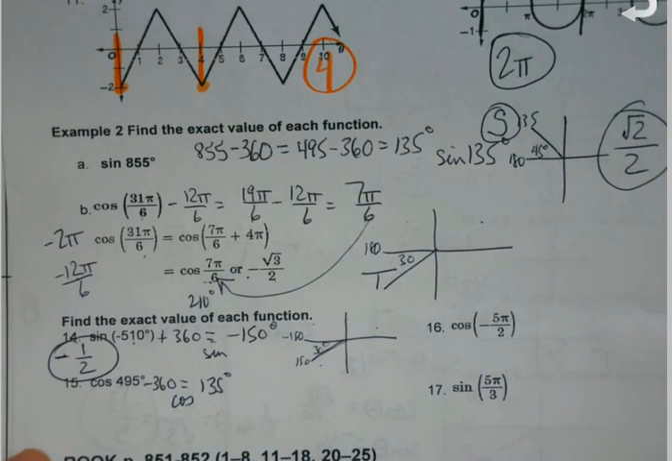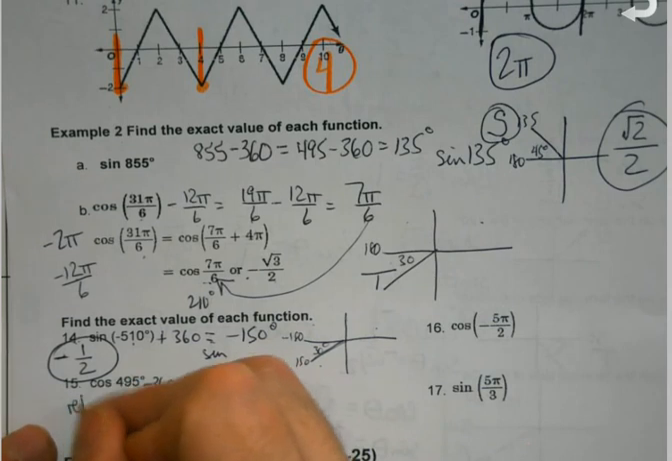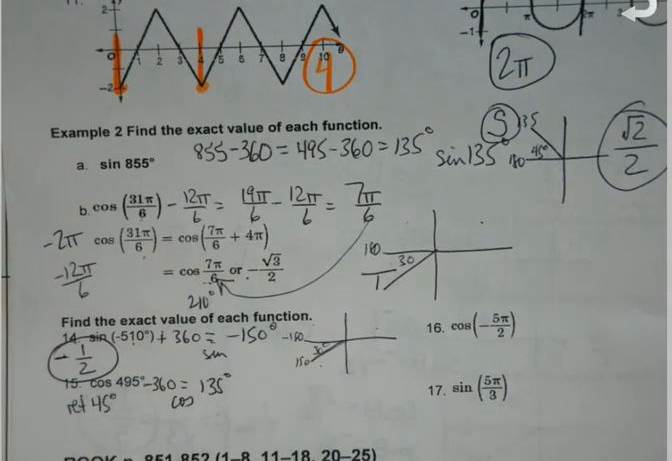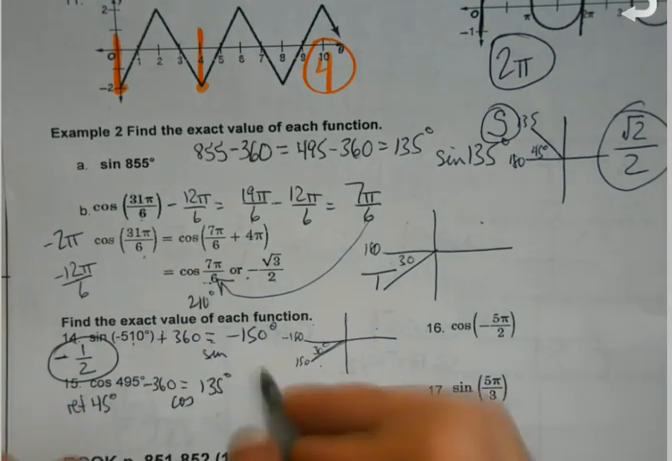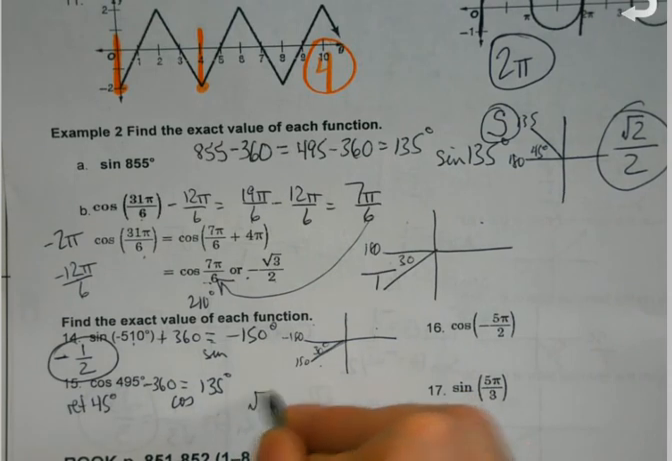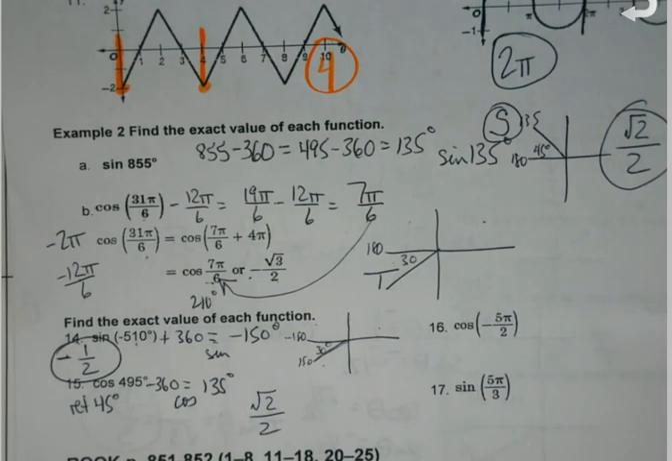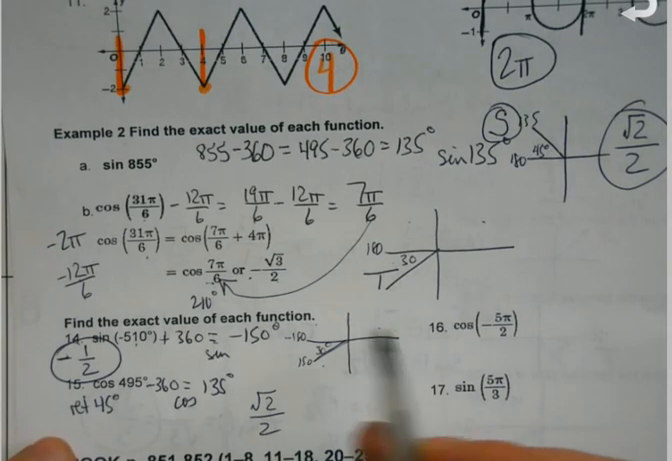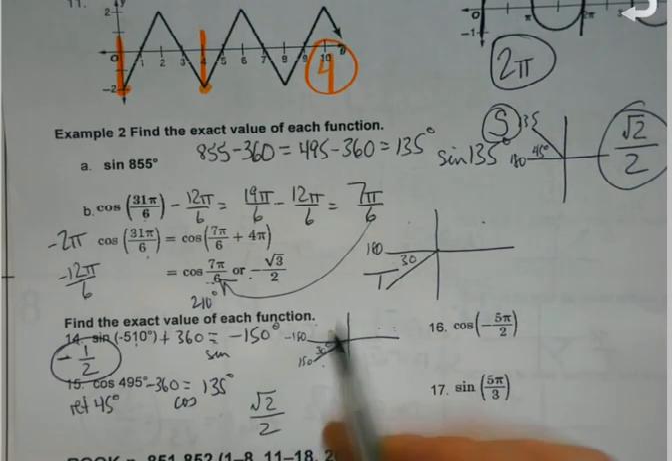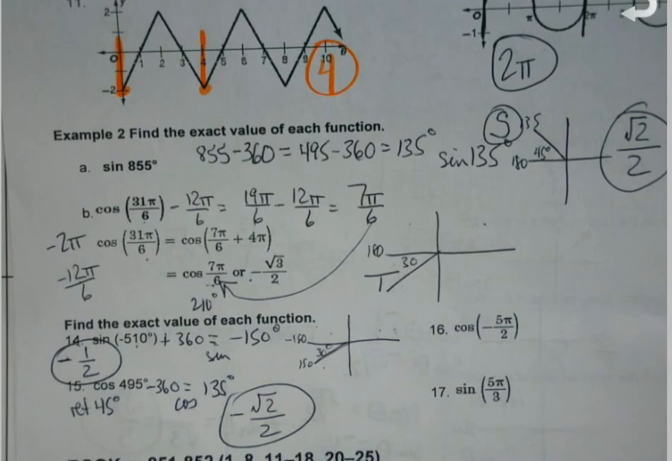Cosine of 135. I go, okay, 90, second quadrant. Second quadrant, reference angle's going to be 45. So let's see here. Cosine 45 is square root of 2 over 2. But am I going to be in the right place in quadrant 2? All Students. Nope, that's sine's. Negative. Ooh, let's see what else we got here.